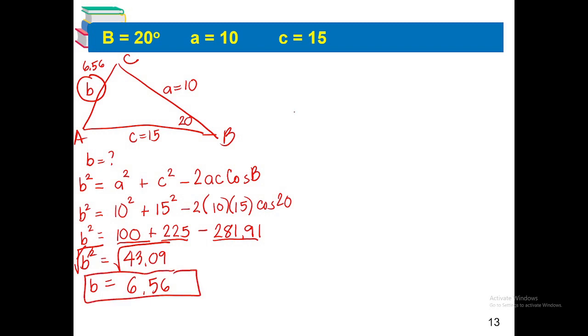Now we use the sine law, which involves the angle. We can use angle A because it has a given opposite side, or angle C because it also has a given side. Either way works, whichever we solve first. Let's solve angle A first. So sine A over A is equal to sine B over B.